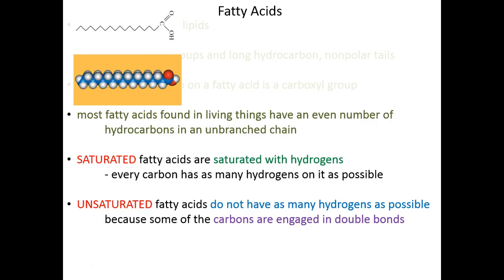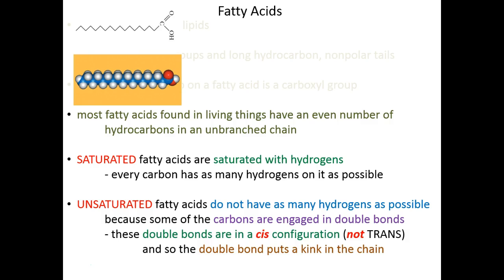In an unsaturated fatty acid, these hydrocarbon chains do not have the maximum number of hydrogens possible. The reason why these can exist without being fully saturated with hydrogens is because some of the carbons in an unsaturated fatty acid are engaged in double bonds. These double bonds are naturally found in a cis configuration, meaning the fatty acid chain itself is on the same side of the double bond, and because this double bond is in cis, that double bond actually kinks the chain and makes it look this way.